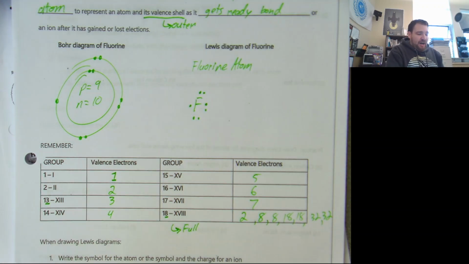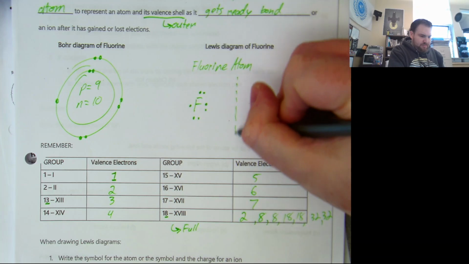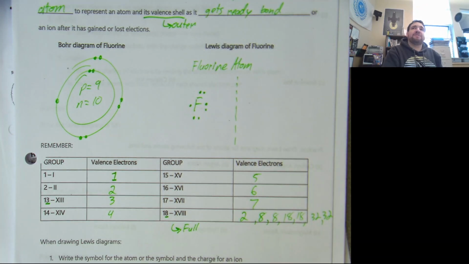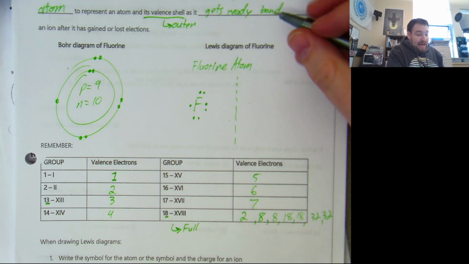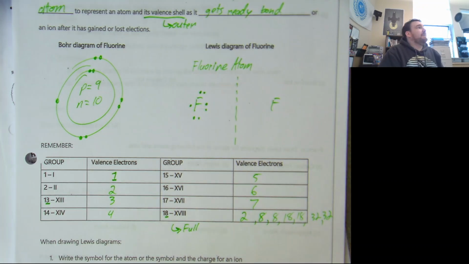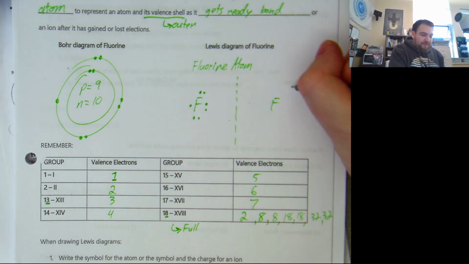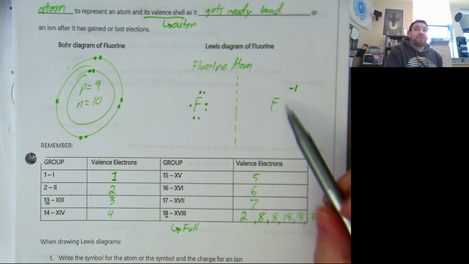So then for an ion, some parts are similar, some parts are different. For a fluorine ion, the Lewis diagram, I still draw the F. The charge on a fluorine ion is going to be what? Take a look at your table. What kind of ion does fluorine form? -1. So if it's going to be -1, let's put the charge up here.